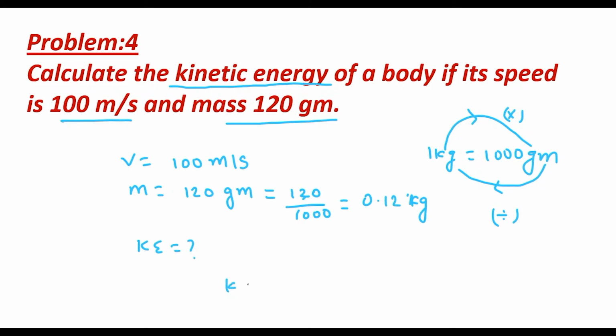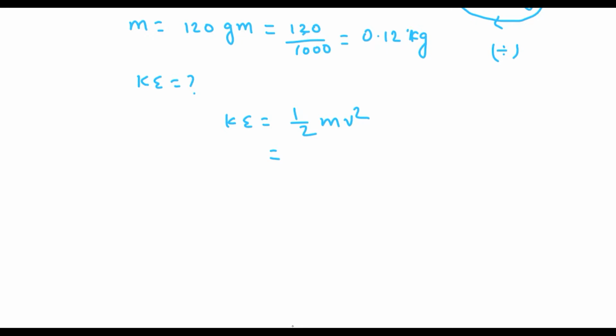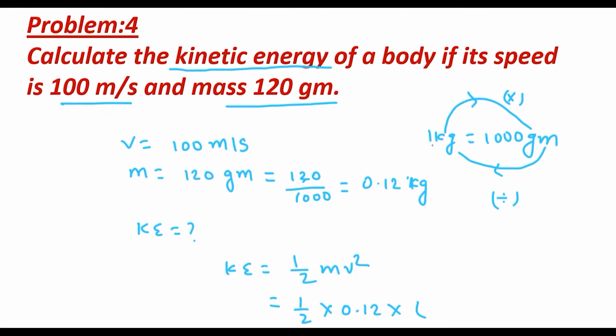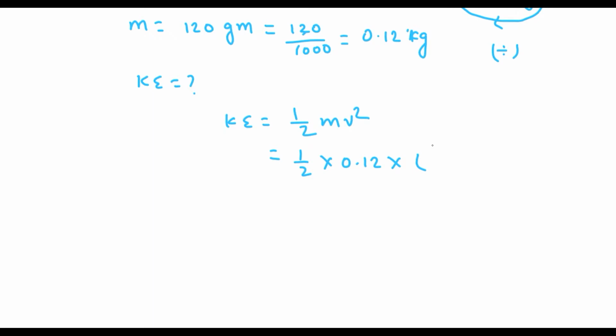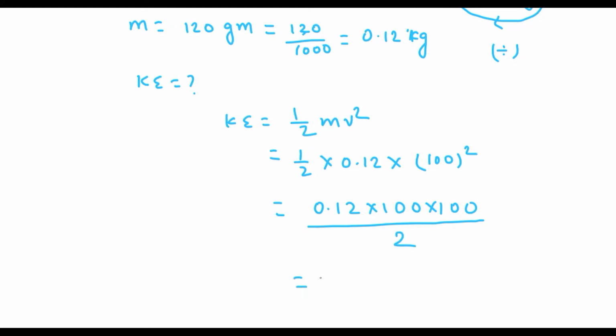Now we have to calculate the kinetic energy. We know that kinetic energy is 1 by 2 mv square, where v means velocity. So put in the values: 1 by 2, mass is 0.12, velocity is 100. When we multiply 0.12 into 100 square, that is 100 into 100, then divide by 2, we get the value.